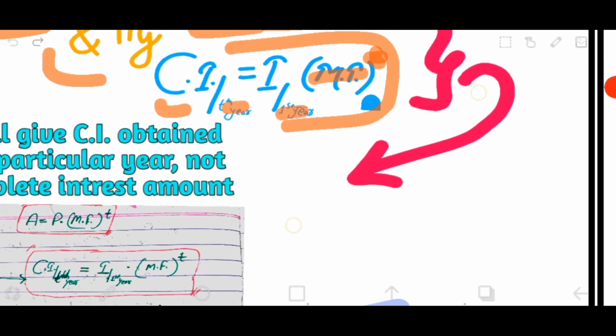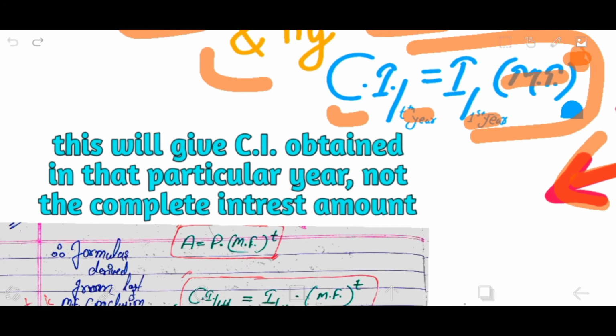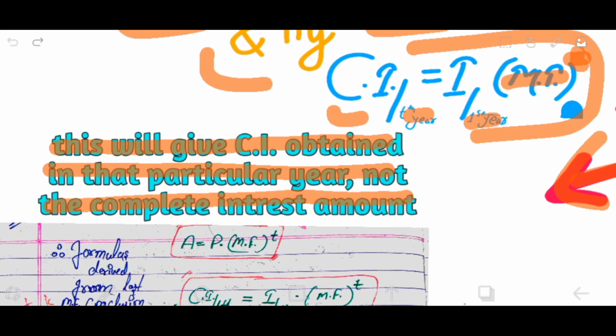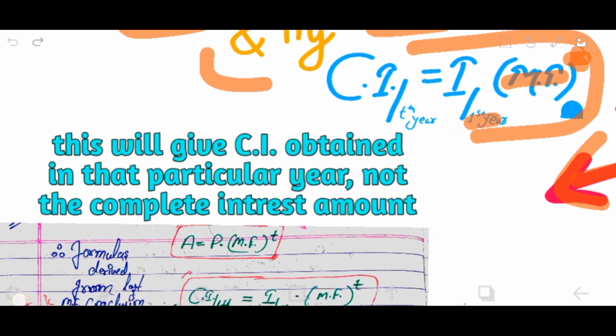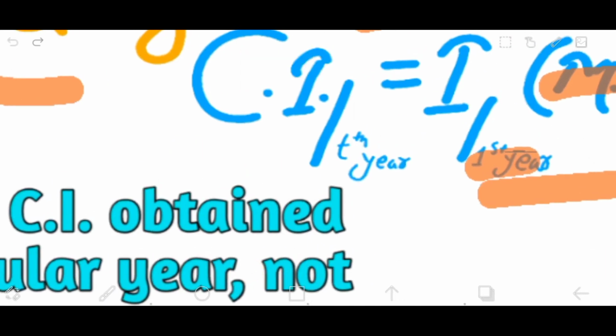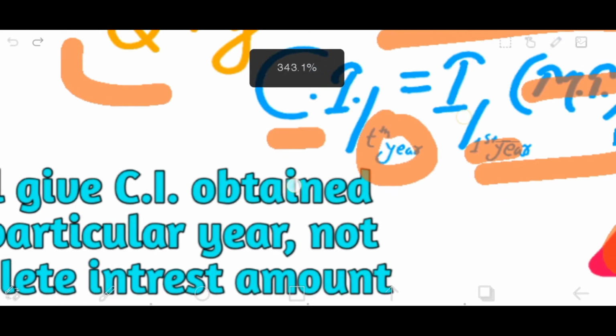Here it goes. And there it comes to the thing that this will give the CI obtained in that particular year, not the complete interest amount. I hope you got what's written here. This formula, trick, logic, whatever you can call it, will state the CI of that 10th year, not the complete interest amount for the complete duration. I hope I'm very much clear.